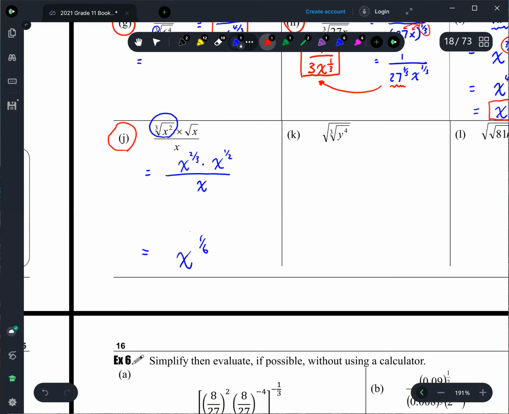So once you get here, you have the top, they are multiplying, so you should add them up, okay? So add the 2 fractions. You get x to the 2 over 3 plus 1 over 2. What's on the top then? Henry, can you get the answer for the numerator?